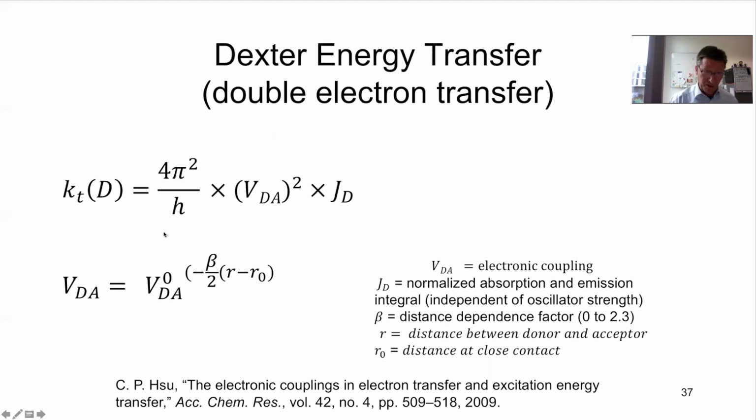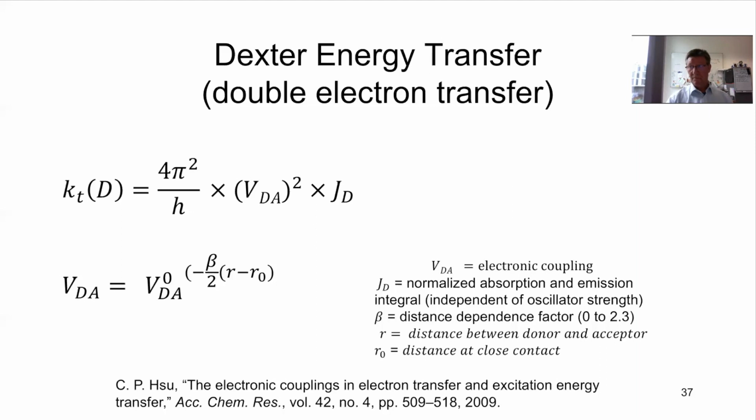It's more the electronic coupling. And the electronic coupling is a function of distance. And this beta factor is the distance dependence factor, so the attenuation factor of the electronic coupling. The Dexter mechanism, it's a double electron transfer. It is not so easy to predict how well this mechanism will operate. The nice thing about the Förster mechanism is that you can take the information from the separate components and put it together, and that gives you a reasonable estimation.